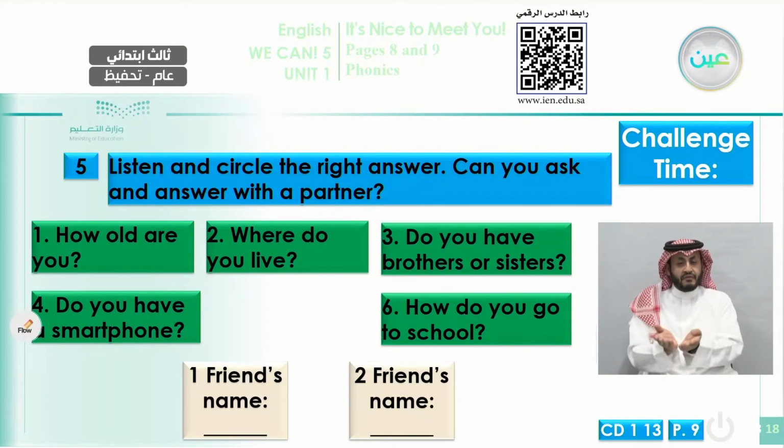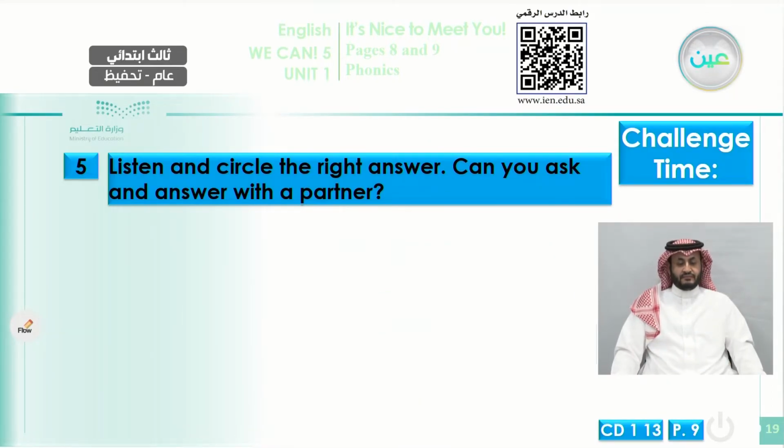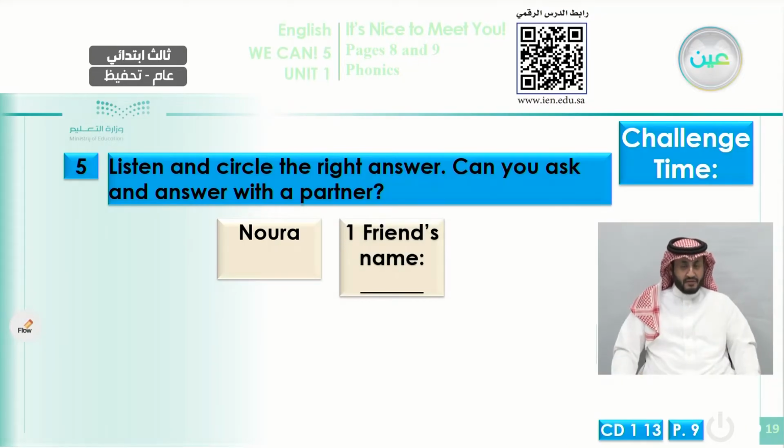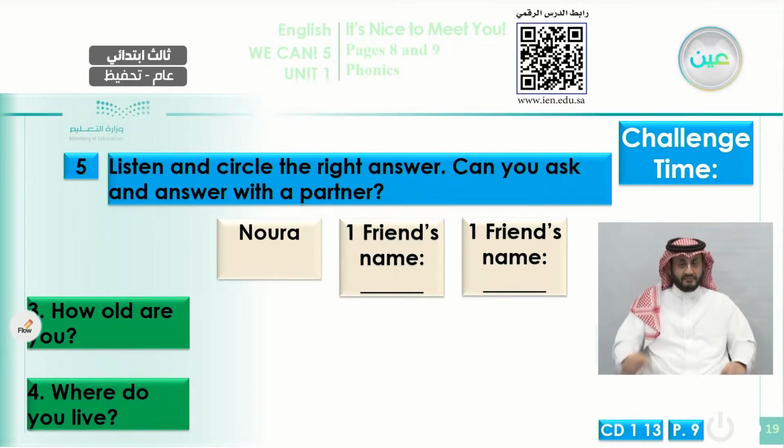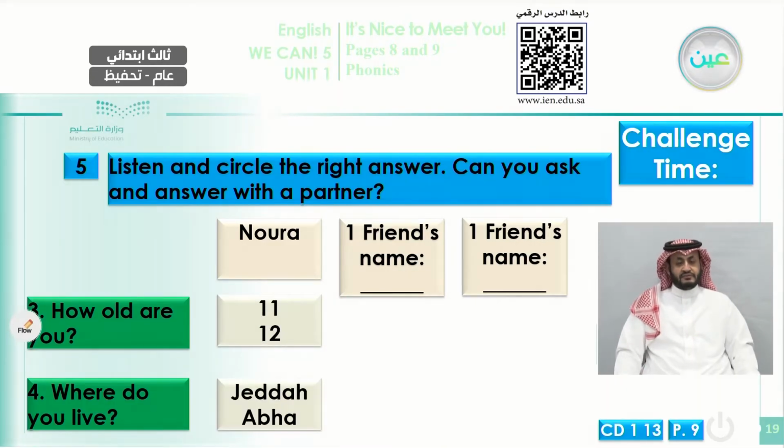Okay, you can ask and answer this question. You can make this conversation like these ones. Now there is a conversation between Noura and her friend, and they are asking the following questions. How old are you? And the other question here, where do you live? The answer here, 11 or 12. The answer here, Jeddah or Abha. You can tell after listening. So you listen now and you will decide what the age is and where she lives. Let's listen.